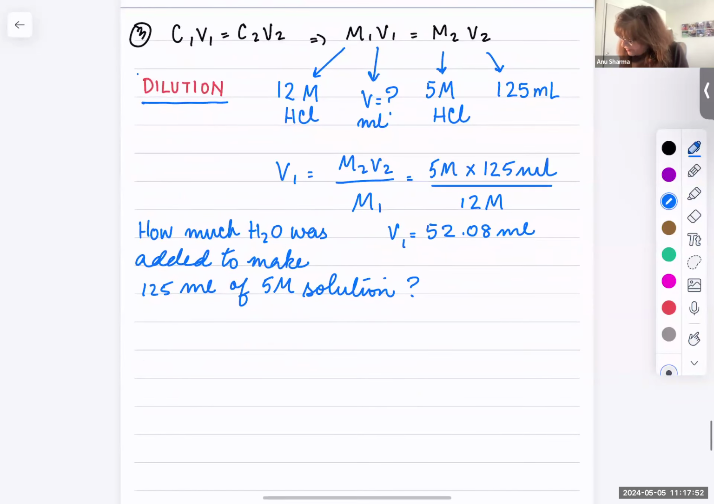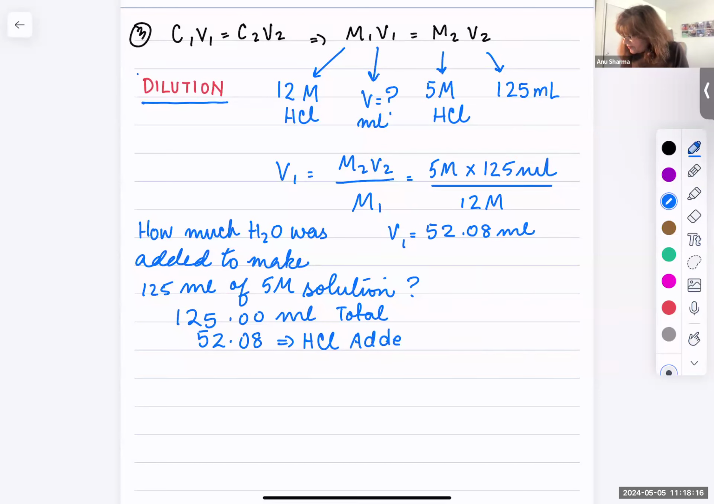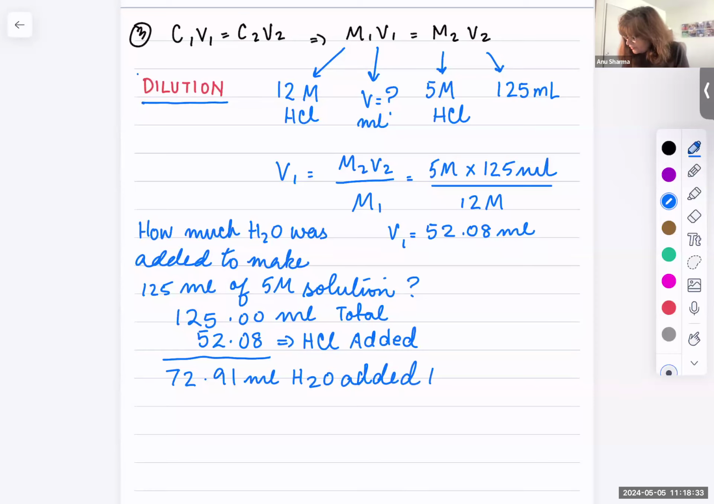So here you will have 52.08, that HCl, and this has to be subtracted from the total 125.00 ml. So this is the total volume of the solution we want. This is the HCl that is added. Okay, and that gives you a solution, and that is 72.91 milliliters water added to make 5 molar 125 ml solution.